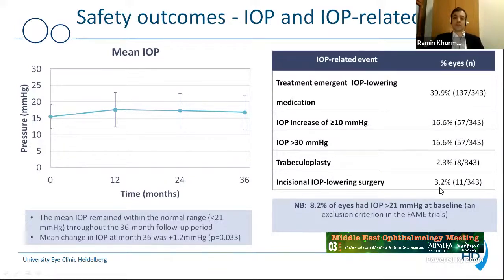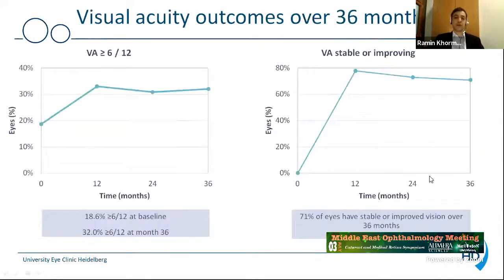What is very important to look at is the rate of patients who required surgical intervention. And you can see that surgical interventions such as trabeculoplasty or incisional IOP-lowering surgery were only very rarely required.